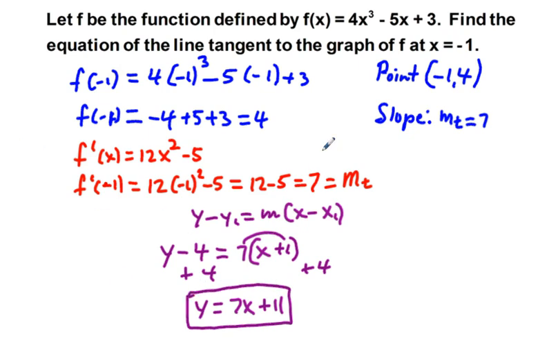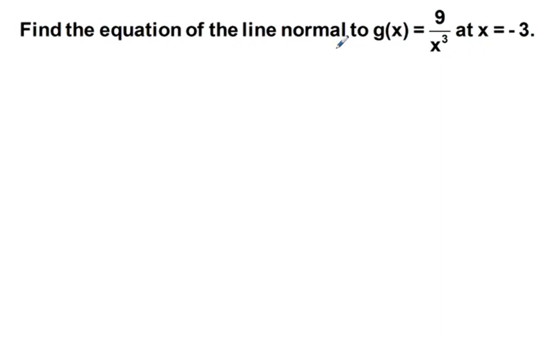So basically the steps need a point and a slope. Now we're going to go to a very similar type of problem, which is going to be find the equation of a line normal to g of x equals 9 over x cubed at x equals negative 3. Now this problem really starts out the same way, and for this problem we need the same things. We need, first of all, a point, and we need a slope.